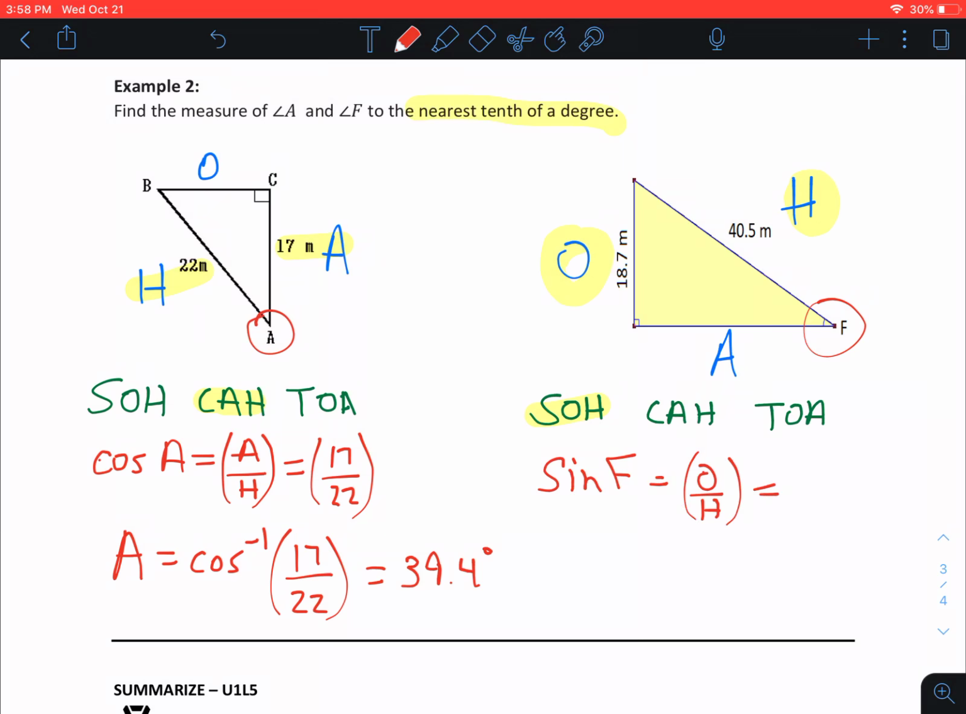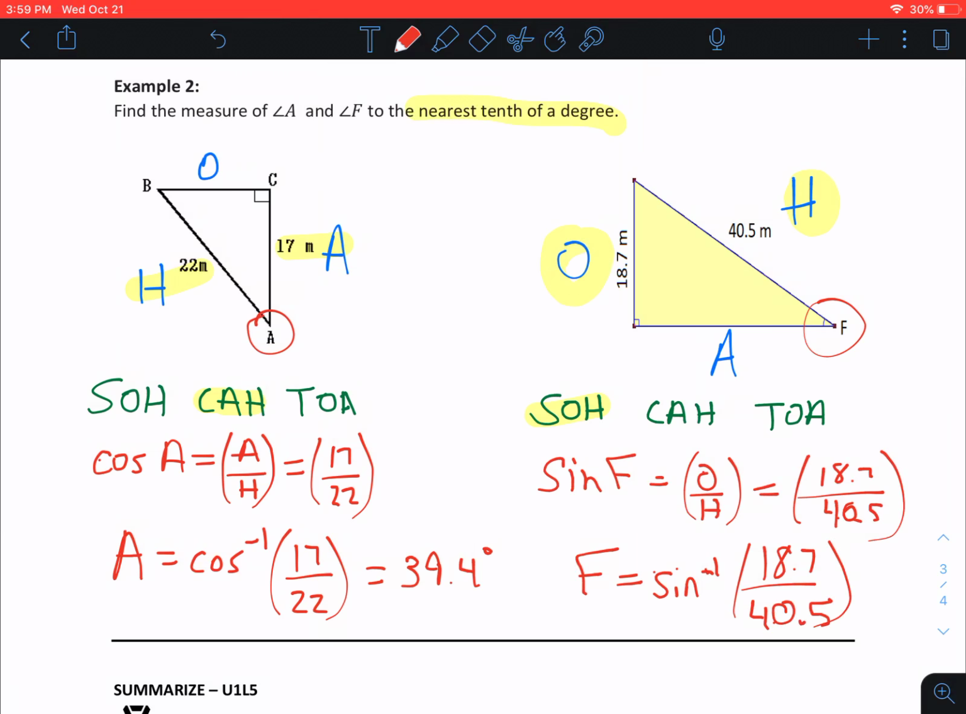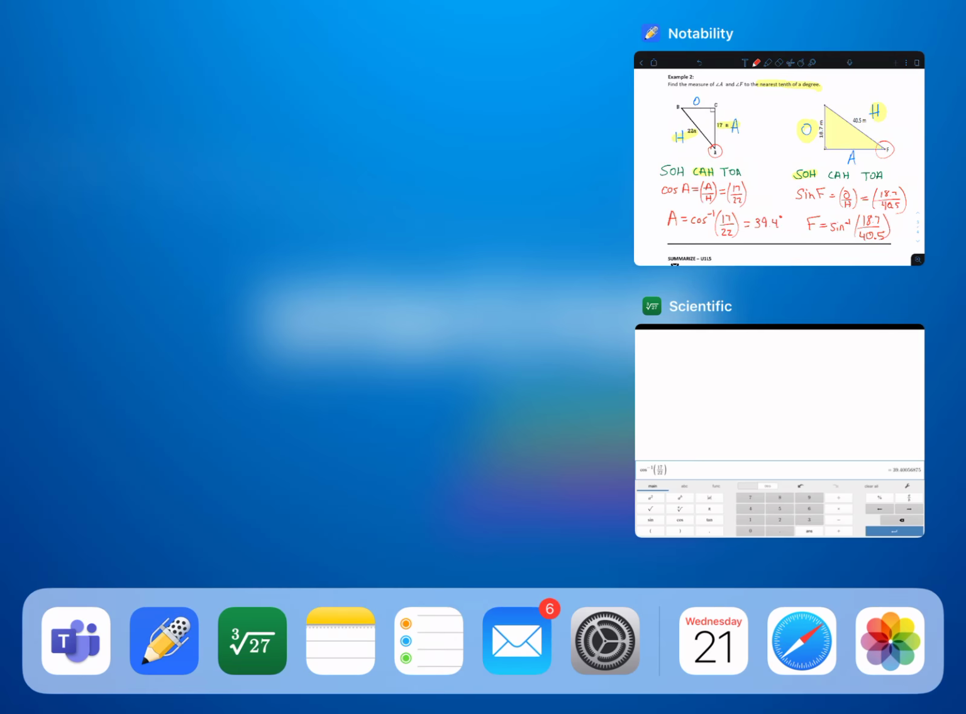And that is equal to 18.7 divided by 40.5. Okay, now to find just the angle F by itself, we're going to use the inverse sine function. Okay, and we will input the ratio 18.7 over 40.5. So let's go to our scientific calculator.